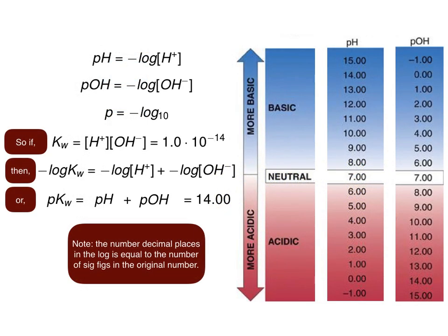Taking the negative log of the concentration of hydronium, symbolized by H+, gives us pH, and taking the negative log of the concentration of hydroxide gives us pOH. It is important to note that pKw is equal to pH plus pOH and is also equal to 14.00 at 25 degrees Celsius.